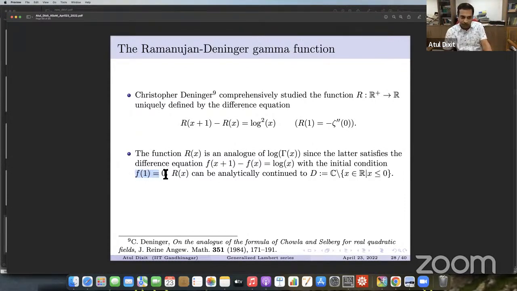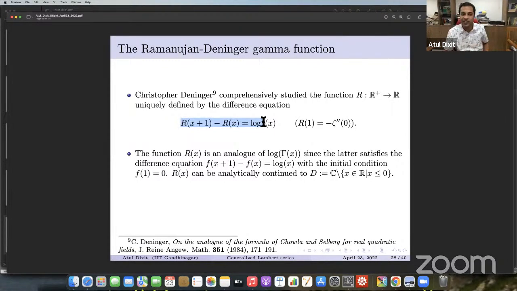With initial condition f of 1 is equal to 0. So I just want to make one comment that there has been previous work of Professor Kalyan and Professor Kanemitsu, where they actually study such difference equations. This is called the Dufresnoy-Pisot uniqueness theorem. So they have employed that in their study.